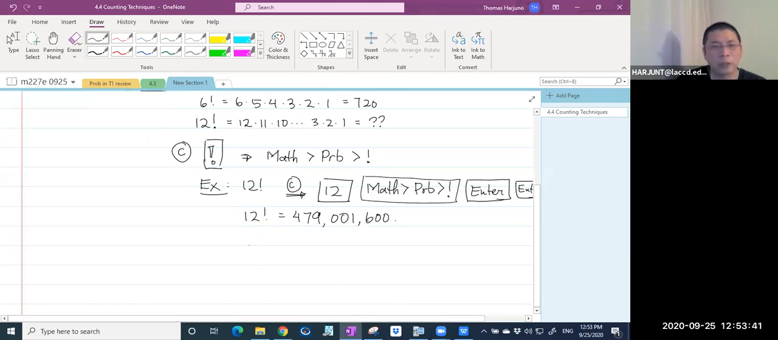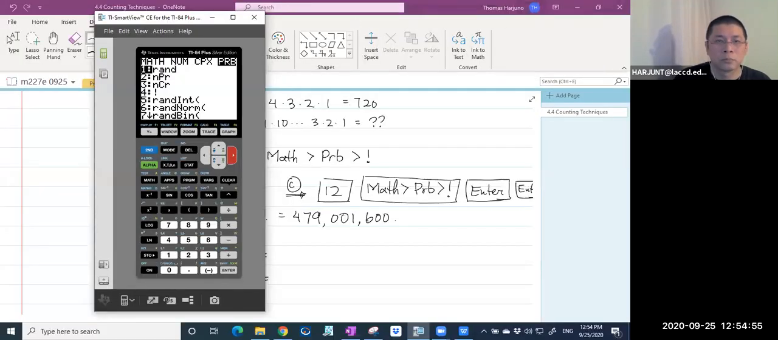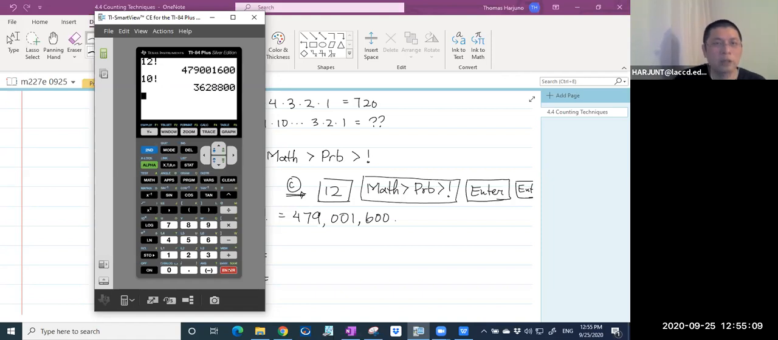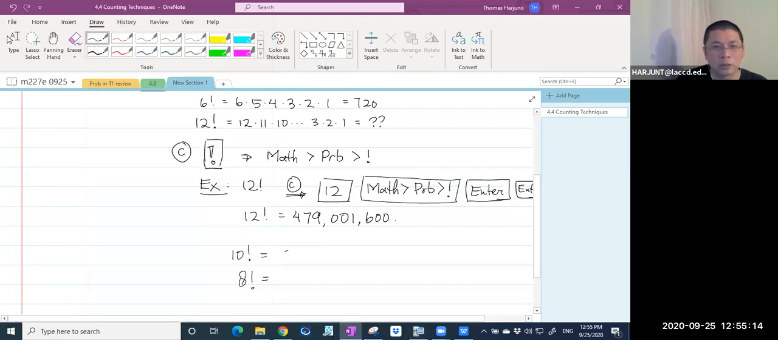Now, let me make sure you get it. Let me ask you to get 10 factorial. Let me ask you to get, let's say, 8 factorial using your calculator. Do it, please. 10 and then math, PRB, exclamation mark, enter, that gives me 10 factorial. Another enter gives me the result. 3,628,800.